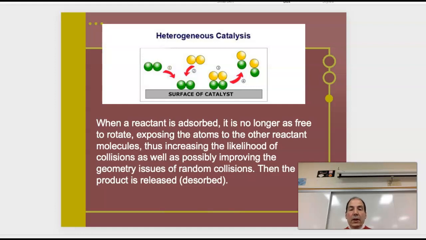So with a heterogeneous catalyst, what we have here is a metal that's helping to attract these two diatomics, hydrogen and chlorine. In this case, this was actually titanium. The titanium helps pull the chlorine molecules in, because metal would be attracted to the nonmetals.